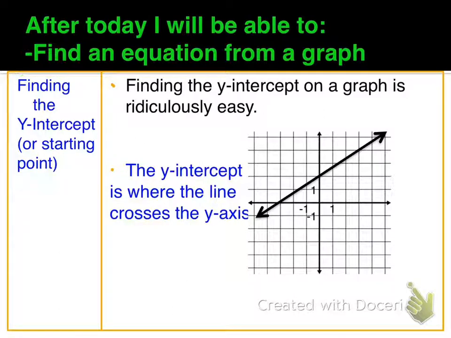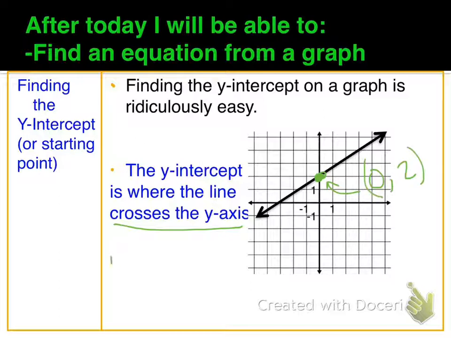That's our first section. Now, it's obscenely easy. You saw it on that big packet we did. I've mentioned it a couple times. Sometimes we call it the starting point, but the y-intercept is where the line crosses the y-axis. So if I look, this line crosses right here. That point is 0, 2.